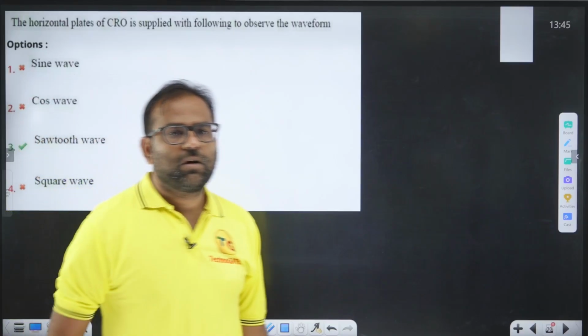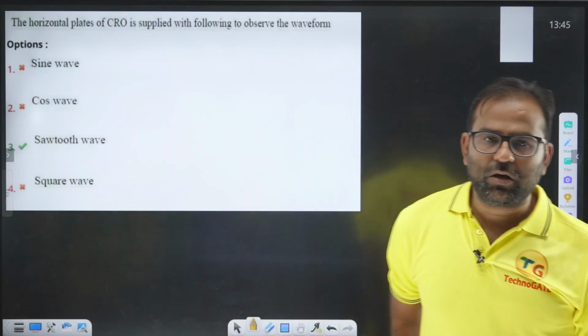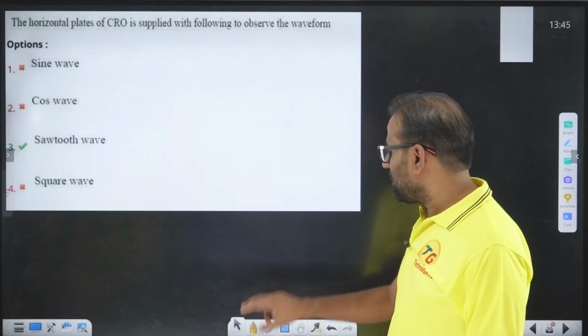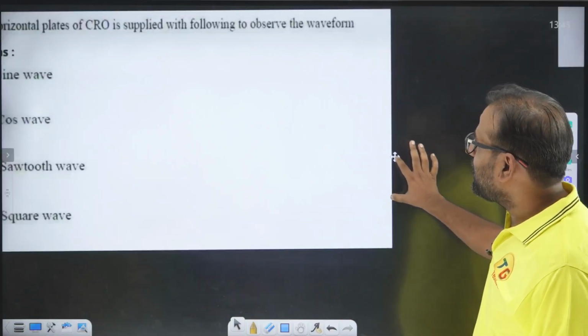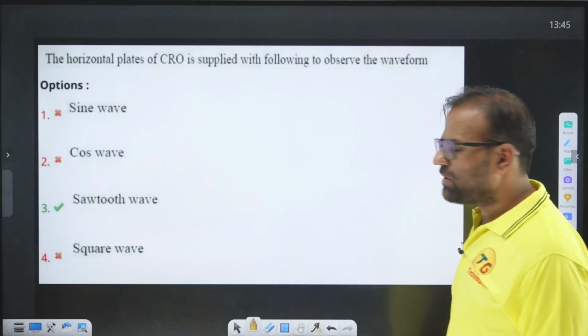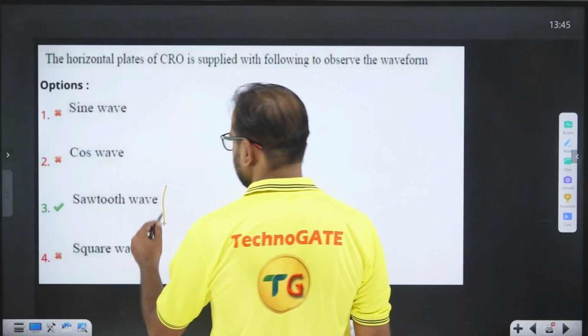Next, what is the bandwidth of the CRO supplied? Okay, the horizontal plates of the CRO are supplied with the following. Okay, horizontal plate of the CRO is always sawtooth waveform. We have seen this in CRO.